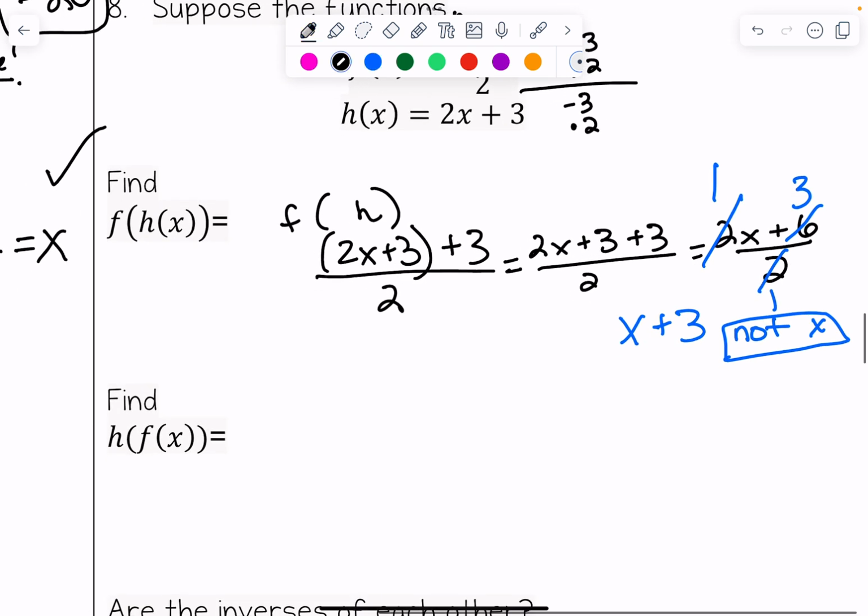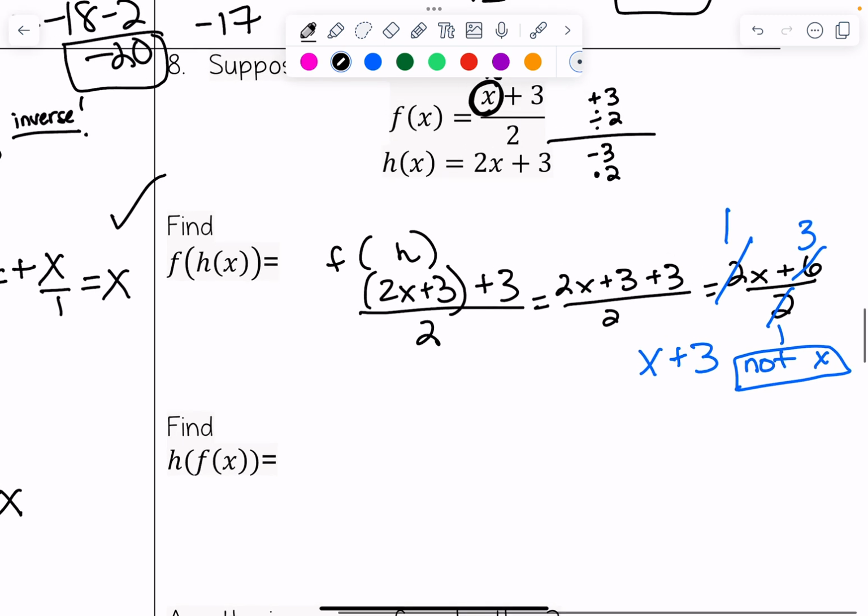Let's try it the other way. If I had f of x, which is x plus 3 all over 2, there's f of x. Sorry, I don't like the way that's written.